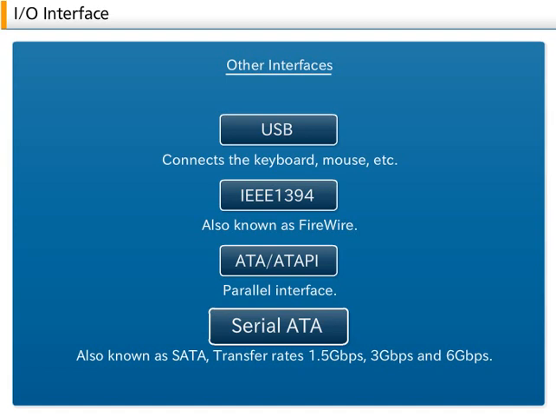Eight, Serial ATA. As the ATA standard has reached the limit of speed enhancements, the transfer format was simplified to serial transfer and speeding up was designed in to give the Serial ATA standard. Also known as SATA, it supports transfer rates of 1.5 gigabit per second, 3 gigabit per second and 6 gigabit per second.